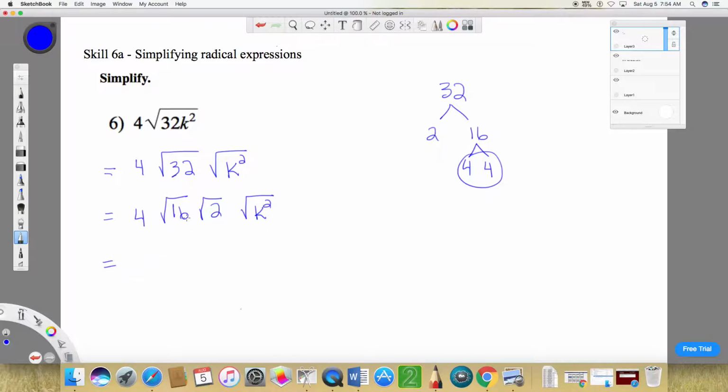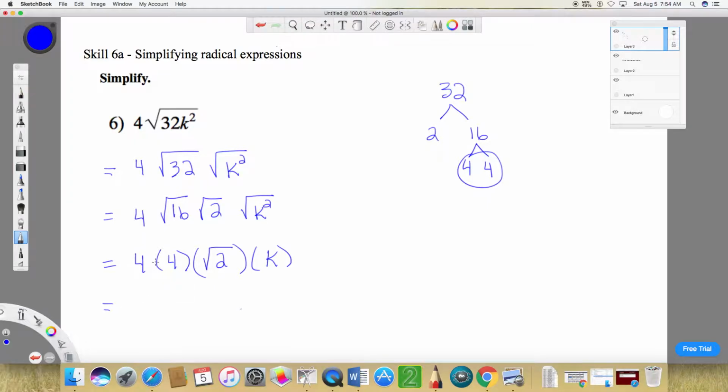Now we can come in and try to simplify what we've got. We've got 4 here. And then the square root of 16, that's another factor of 4. I can't do anything with simplifying the square root of 2. I can simplify the square root of k squared, and it's just a k. I don't have to worry about the absolute value symbols because we're going to assume that these variables are non-negative, that they're 0 or positive.